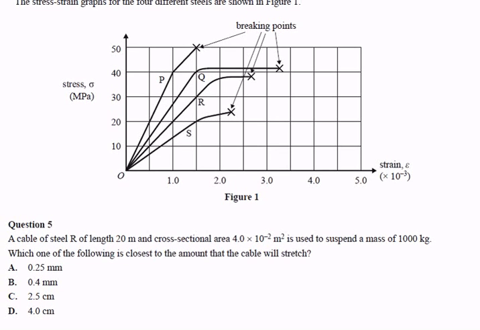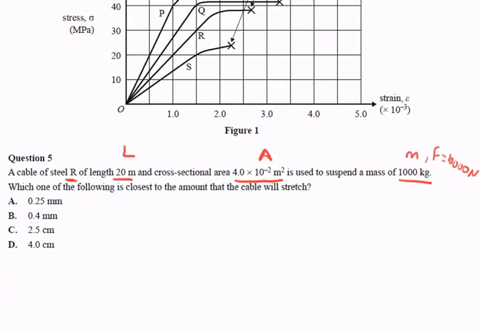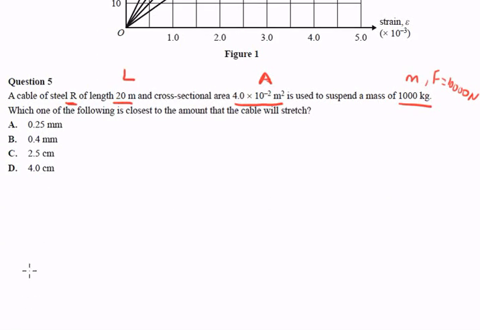Anyway, okay, the cable has the length of this, and a cross-sectional area, yes, and we're looking at cable R again, and we've got a mass on it of 1000 kgs, so we can say that therefore the force on it is 10,000 newtons. Which of the following is the closest to the amount that the cable will stretch? This is on this side. I'm going to do my working backwards.